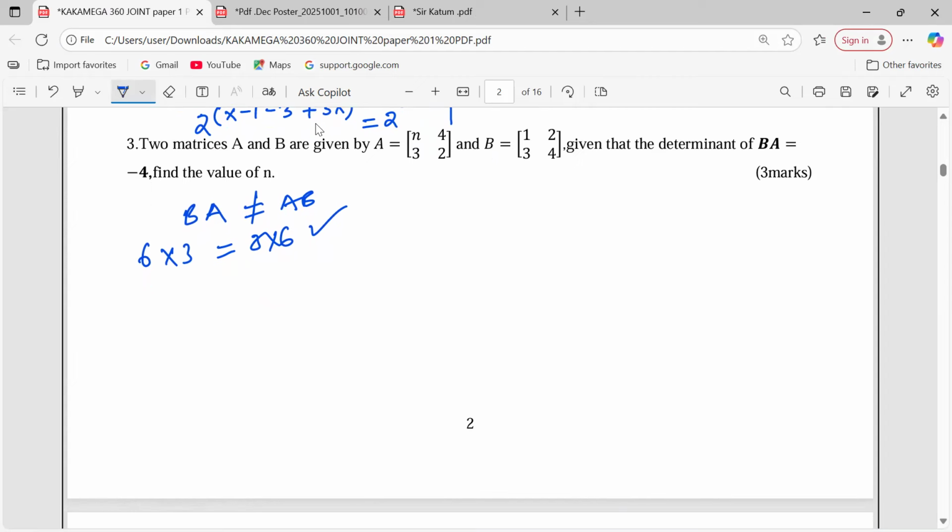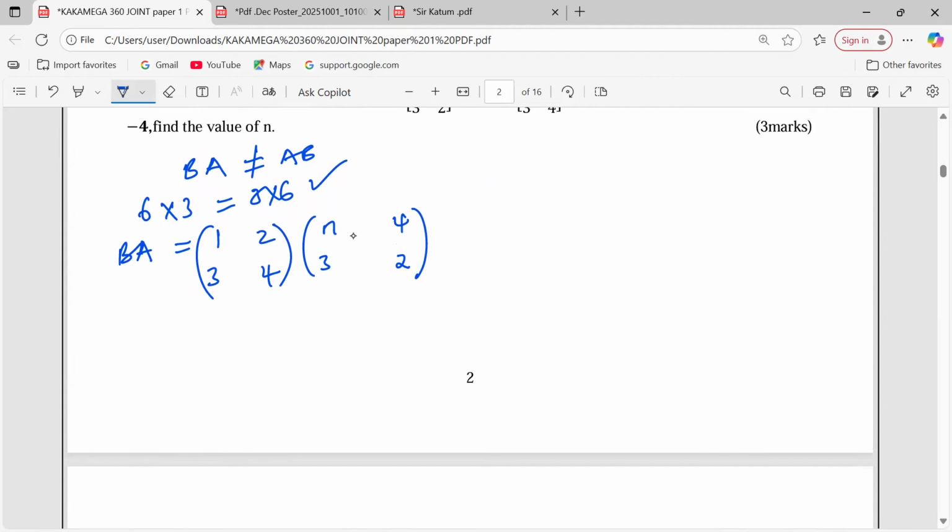So in this case now, we should get the product first of BA. So BA means [1, 2; 3, 4] times A, which is [n, 4; 3, 2].